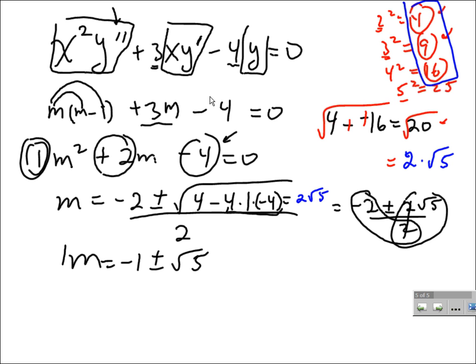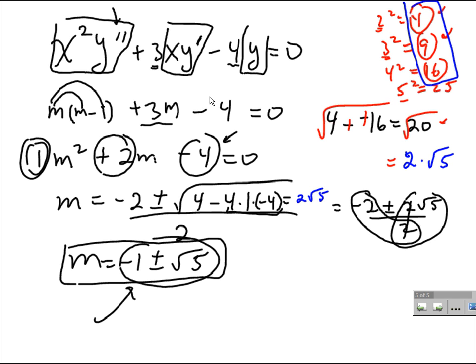Remember, this value, this m, is 2 numbers. A lot of students say, of course it's 2 numbers, it's negative 1 and square root of 5. No. I mean, just like this is one number, this is one number, it's the number 9. What we have for m is 2 numbers. One number is negative 1 plus the square root of 5. The other number is negative 1 minus the square root of 5.